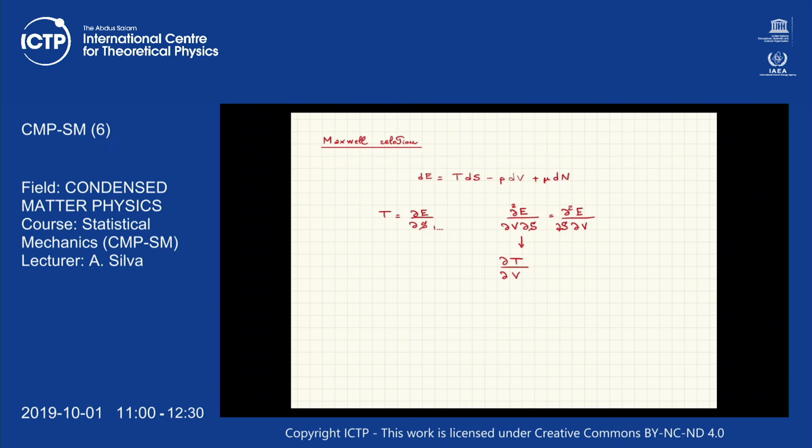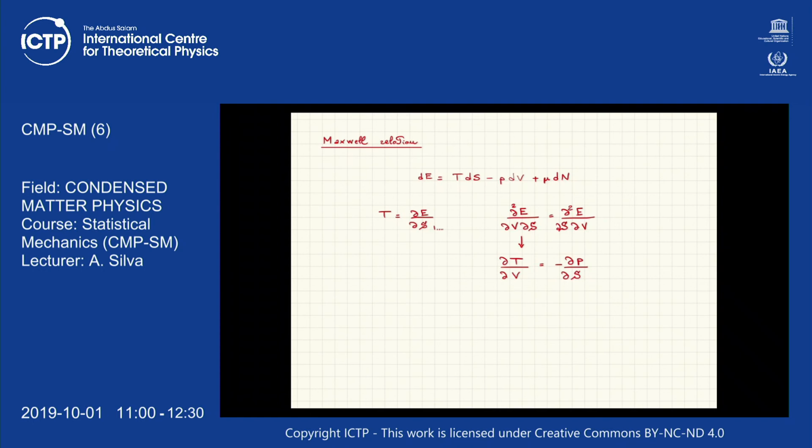And this has to be equal to the derivative of the energy with respect to the volume, which is minus the pressure, right? And then the derivative with respect to S of that, which is minus the derivative of the pressure with respect to the entropy. Minus dP/dS. Okay? And so on and so forth.